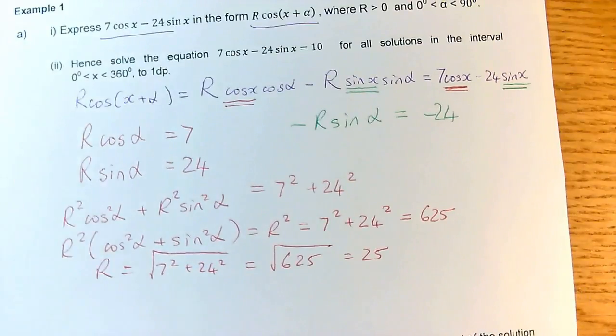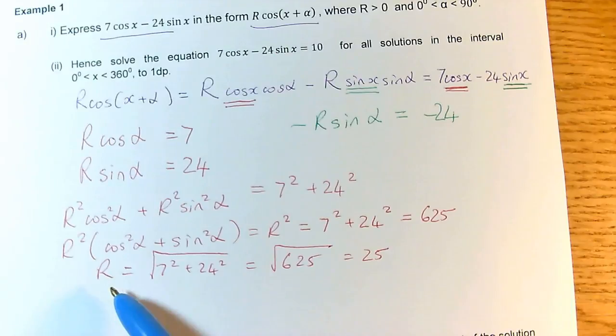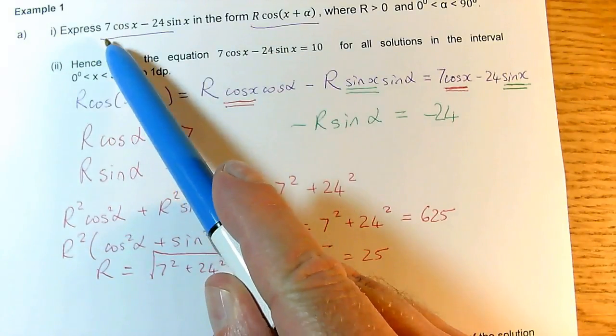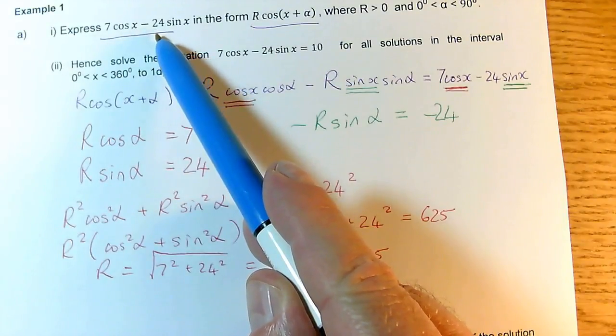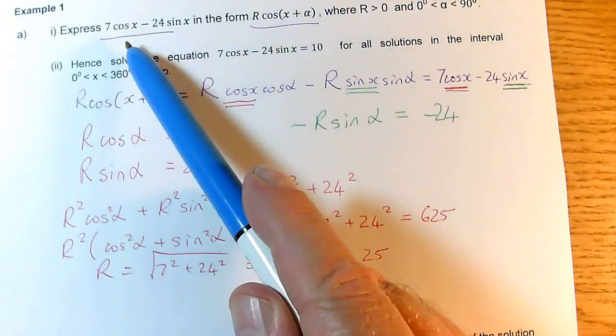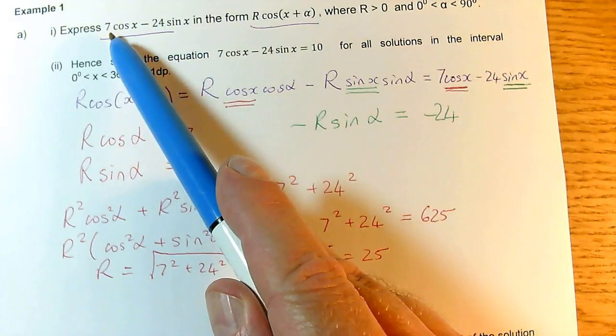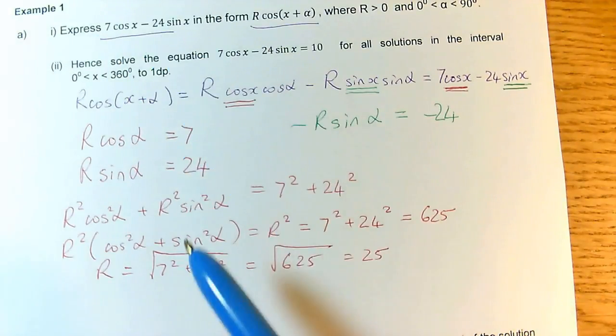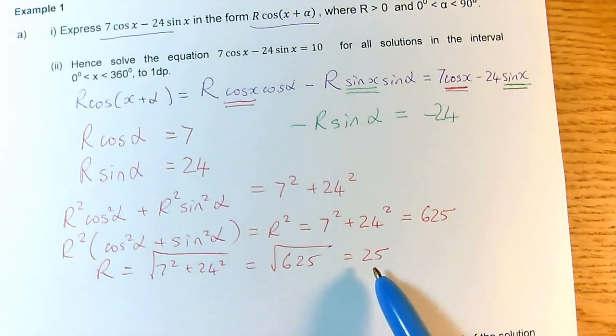Okay, now that is the full method. Now you can see that we've actually got a shortcut for finding r, because what we've basically done is take that 7 and that 24 or minus 24, it doesn't matter, squared them both, added them and square rooted them. In other words, we've done Pythagoras on them. We've taken 7 and minus 24 and used Pythagoras to get 25.